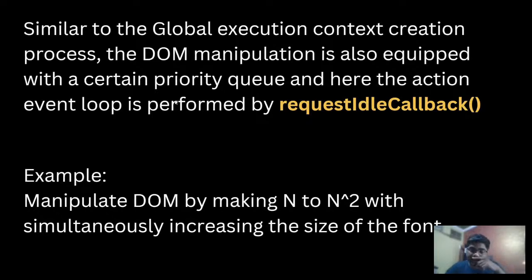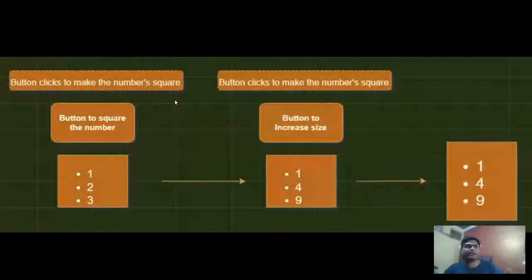Now that polyfill will help you replicate the exact operation of this event loop. Now, let's take an example. That example will show you how exactly this DOM manipulation is going on. So for this DOM manipulation, I'll take an example. Let's suppose there's one list component, which has a UL element, and there will be LI elements showing the digits 1, 2, 3, nothing too fancy about it.